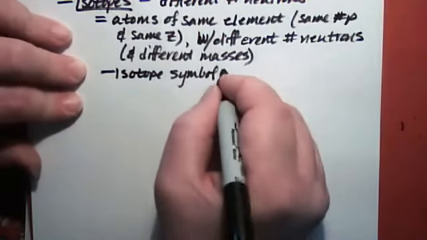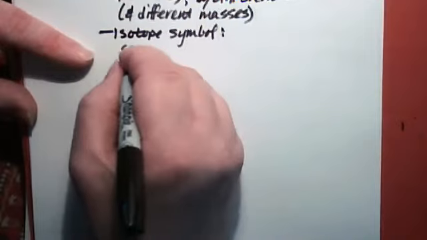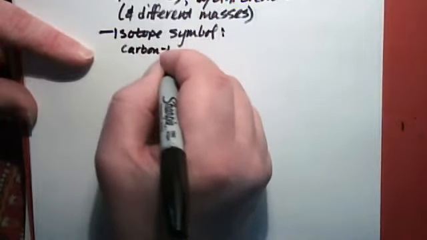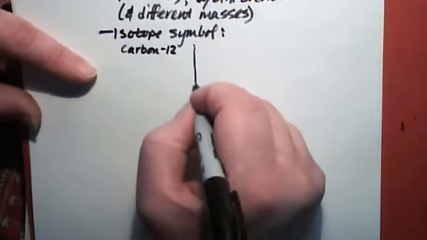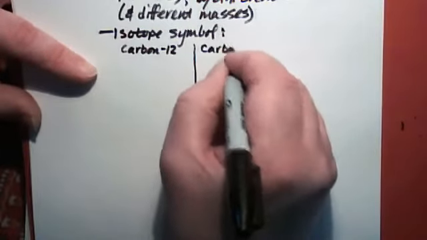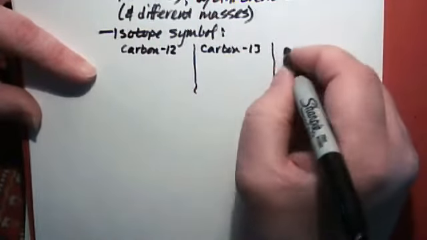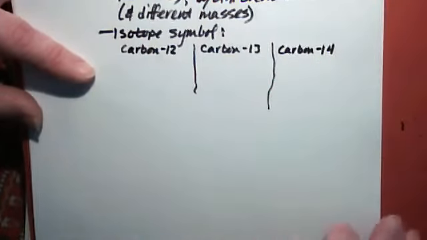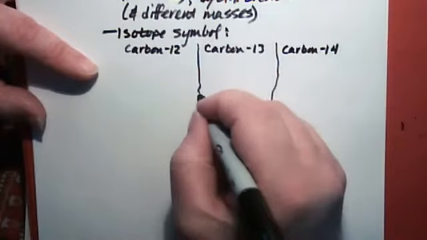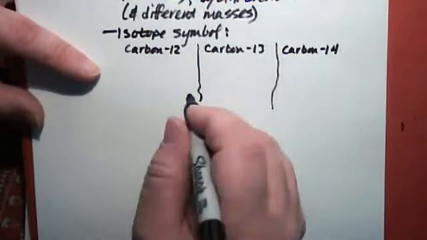The isotope symbol, for shorthand, you can give the name of the element and the mass. Like, for instance, carbon-12, that's one of the isotopes of carbon. Or carbon-13, that's another one of the isotopes of carbon. Or carbon-14, yep, that's another isotope of carbon. These are the 3 isotopes of carbon.